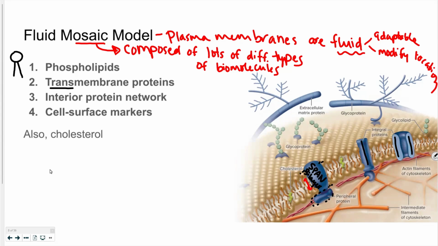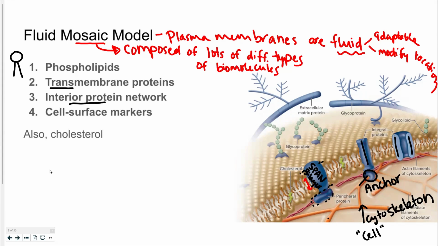We're also going to have interior protein networks. So that's going to be these kinds of things that are going to be the anchor points for our cytoskeleton. Cyto, we remember, means cell, and skeleton is what it sounds like. These are the structural components that give the cell its size and shape.